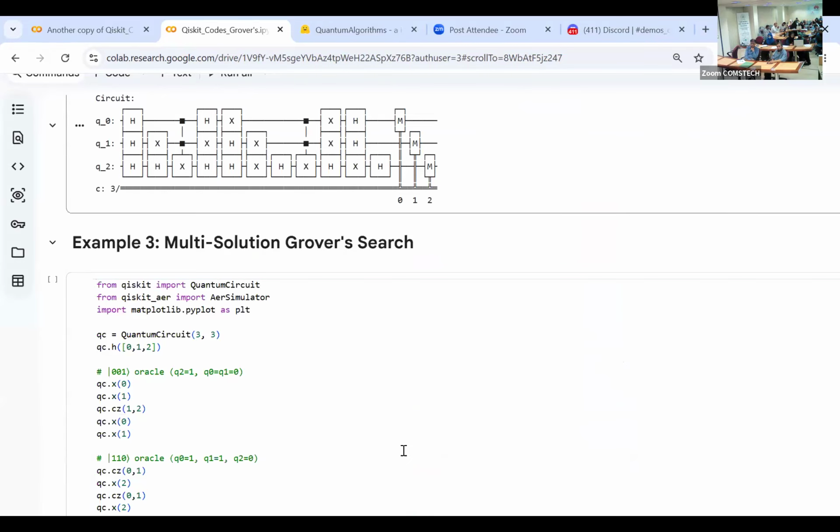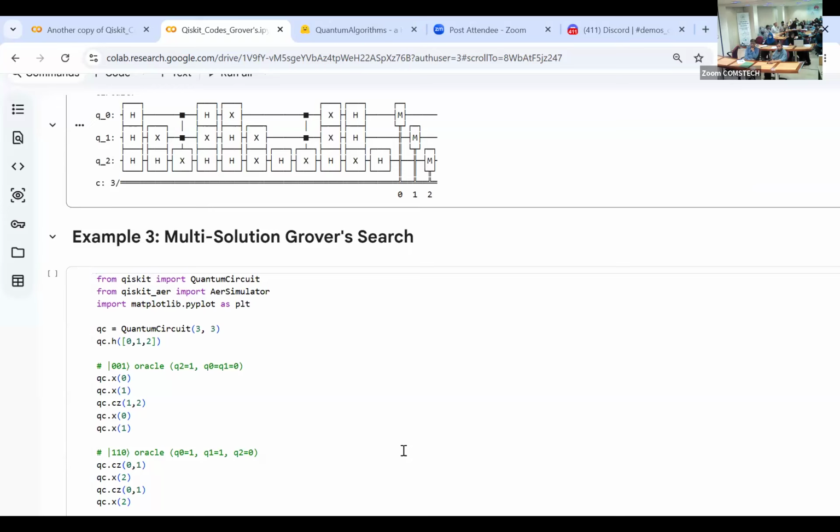Now we're going to extend that to multi-solutions. We can search 2 states at the same time. If you want 2 correct answers to be amplified and the rest of them to have destructive interference, you can use the multi-solutions Grover's search algorithm.